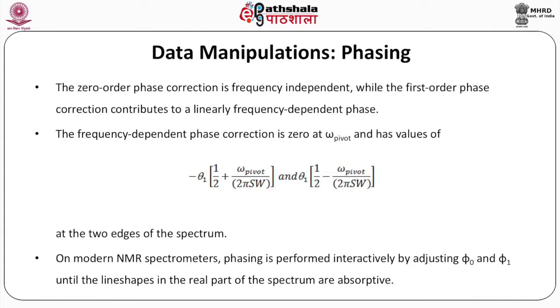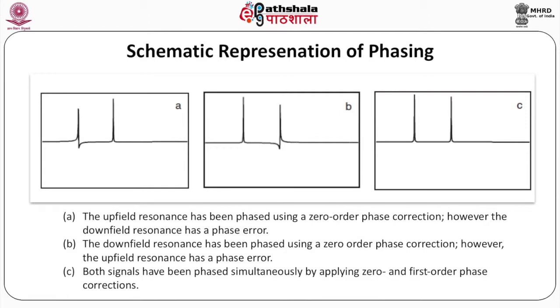On modern NMR spectrometers, phasing is performed interactively by adjusting phi 0, theta 0 and theta 1 until the line shapes in the real part of the spectrum are absorptive. Here is the schematic representation of phasing. In the spectra shown in A, the upfield resonance has been phased using a 0 order phase correction. However, the downfield resonance has a phase error.